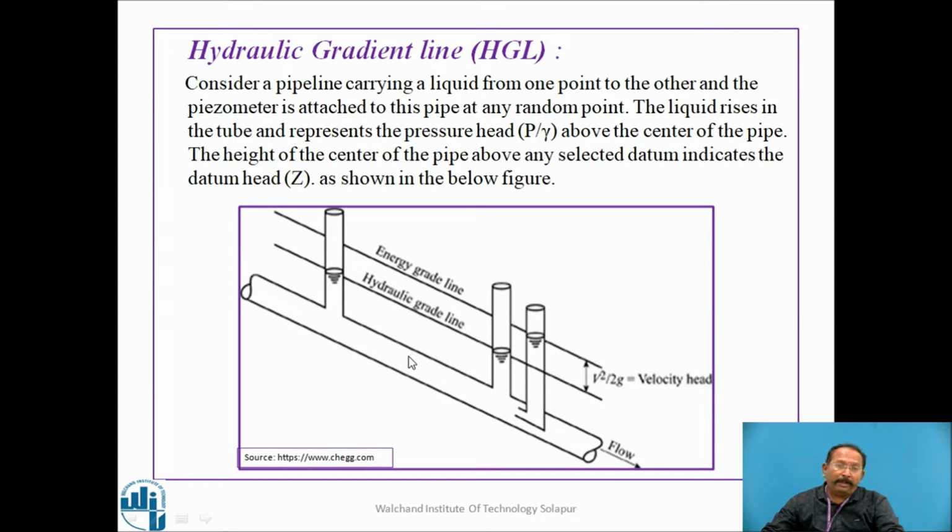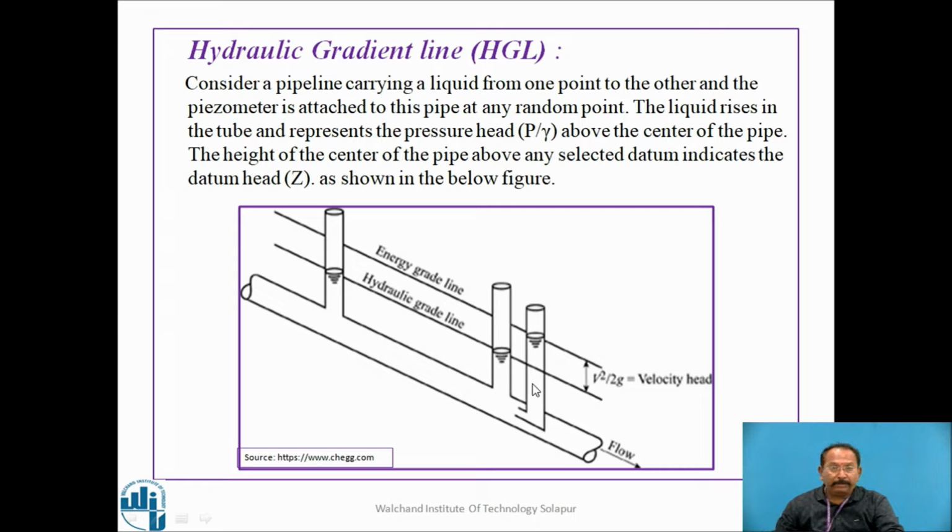Now what will be the total energy line then? Total energy line, here I have drawn, this is the energy gradient line or the total energy line, and here I have written V square upon 2G, which we can say is velocity head or kinetic head.